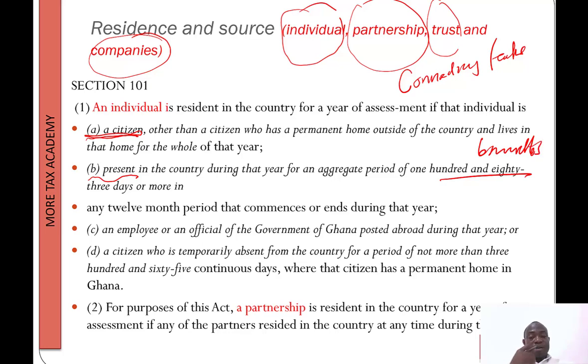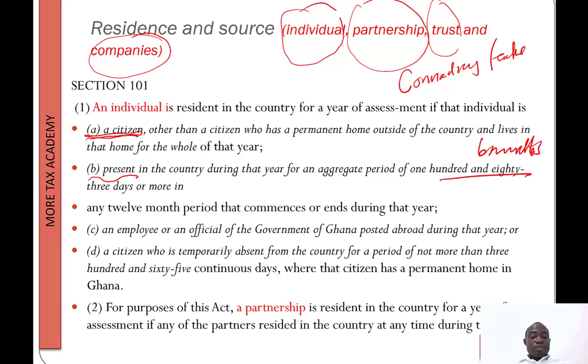6 months is enough. You have enjoyed our roads, you have enjoyed our security, so we need to put you in the category of a resident person. So if you are an individual, citizenship or physical presence for 183 days, commencing or ending at any time when we're able to count 183 days or 6 months within any 12-month period, we are saying that you qualify to be a resident person for tax purposes.